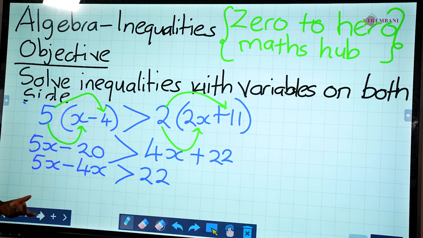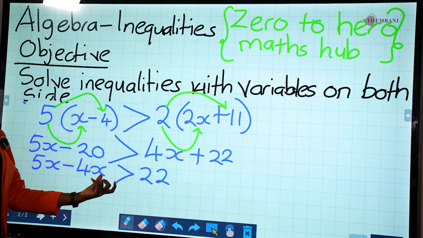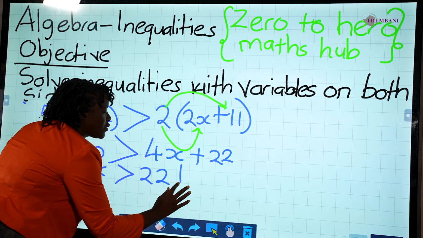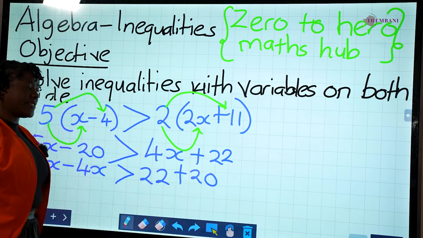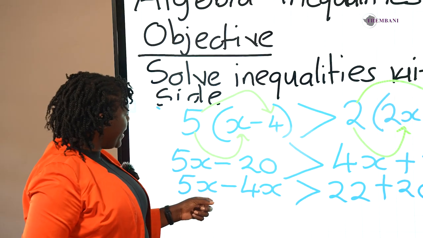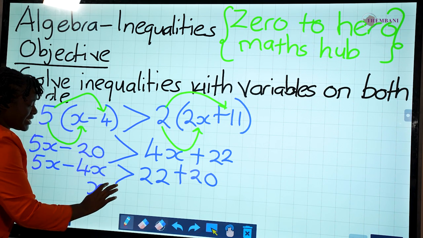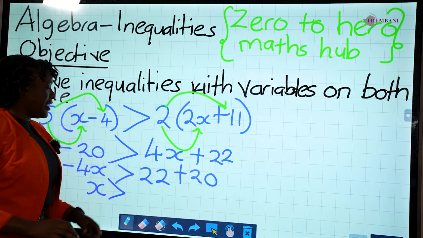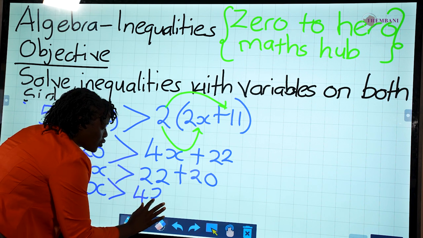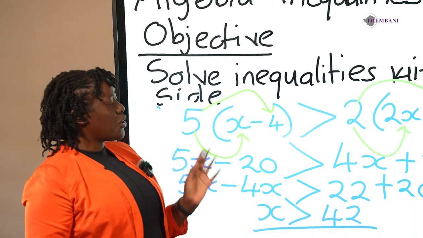And from that 22, I want to move this negative 20 to that side. So it was negative, and if it crosses the inequality sign, it becomes positive. So I have a plus 20 on this side. I hope you are following. Then from there, we are going to say 5x minus 4x. That is going to give us x. So our x is greater than 22 plus 20, we are going to get 42. This is simple, isn't it? Very simple, just simple linear inequalities, but they have variables on both sides.